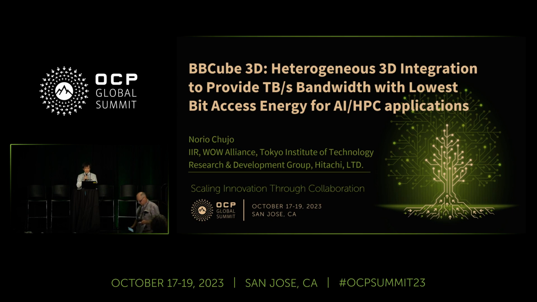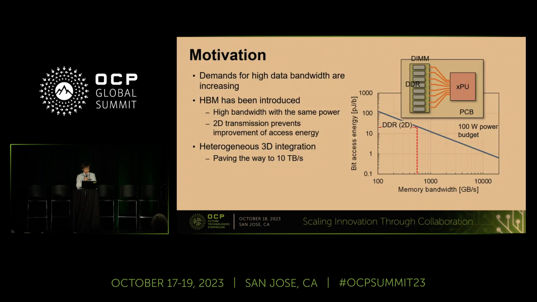Hello everyone. Today I'd like to talk about BBCube 3D, heterogeneous 3D integration to provide terabyte per second bandwidth with lowest bit access energy for AI and HPC applications. The demands for high data bandwidth between CPU, GPU, and memories are increasing in emerging applications such as artificial intelligence and high-performance computing. However, higher bandwidth requires higher memory access power.